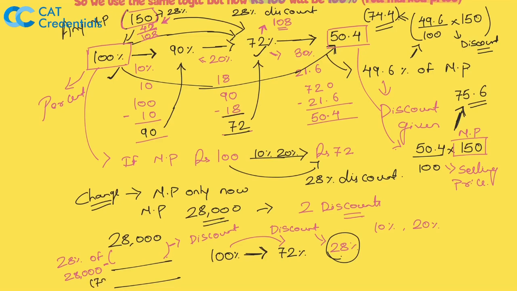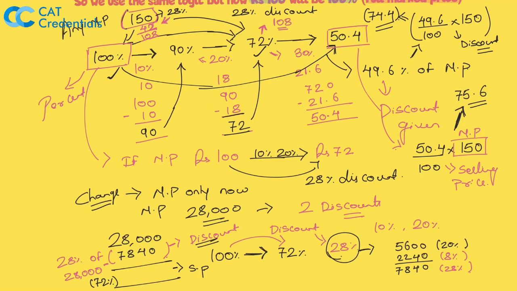So you should know how to apply this method when everything changes. Let's apply it to this. As I know, 28% of 28,000 comes out to be 7840. 20% is 5600 and 8% is 2240. So 28% comes out to be 7840. That is the discount that is given. In case they ask you the discount, you know the answer, 7840.